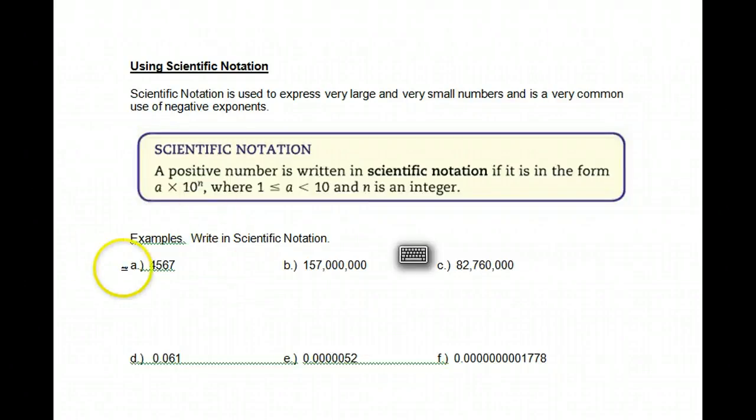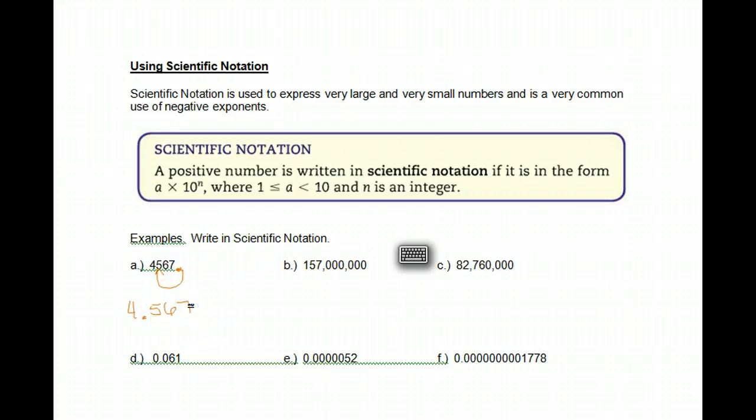So as we're looking at this, and we have 4,567, right now our current decimal point is right here at the end of our number. To convert into scientific notation, we have to pick that decimal point up, and we're going to move it so that we create a number that has a ones place.